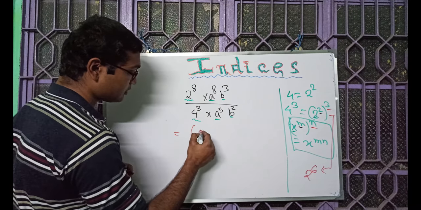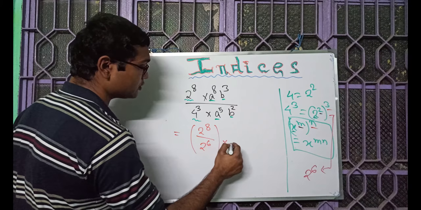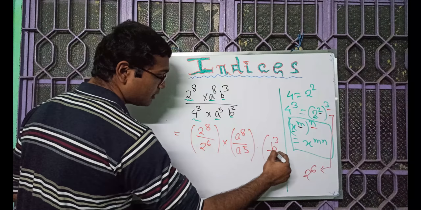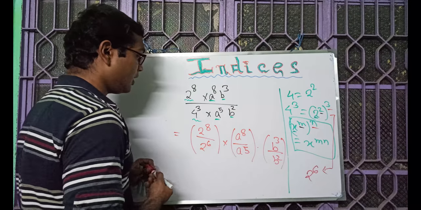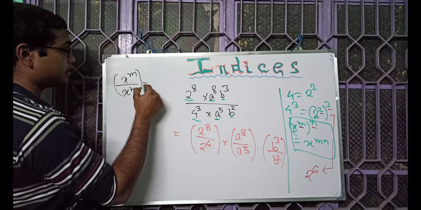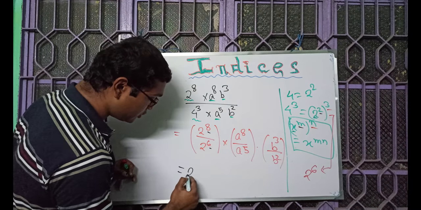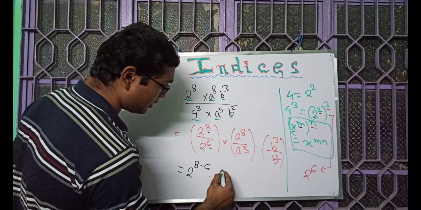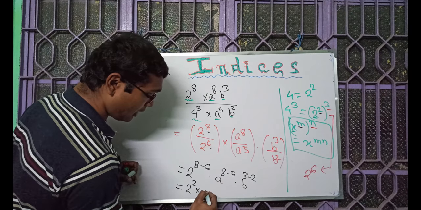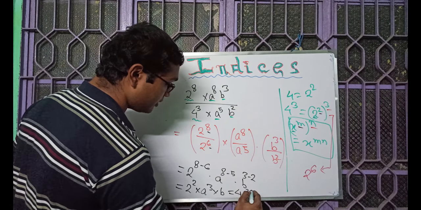And now, 2 to the power 8 then, not 4, I should write 2 to the power 6, into a to the power 8, a to the power 5, and b cube, and b square. Okay? I have it now. So what did I tell you? When there is x to the power m by x to the power n, then this is x to the power m minus n. We have to subtract the indices, 8 and 6. So this will become 2 to the power 8 minus 6, then a to the power 8 minus 5, b to the power 3 minus 2. So this one is 2 square into a cube into b. So in simplified version, 4 a cube b.